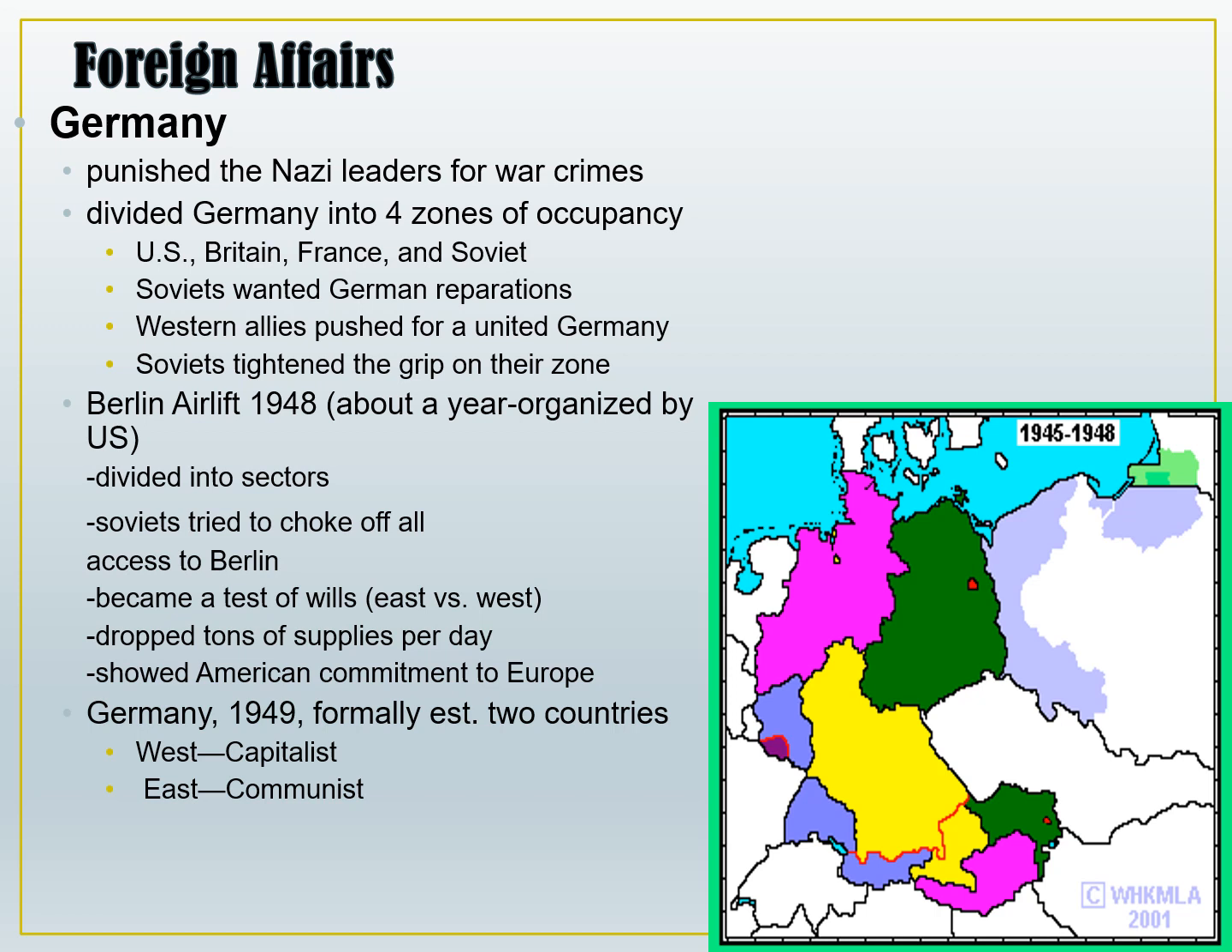Again, it was divided into sectors. The Soviets tried to choke off all access to Berlin, and this is where you get that standoff and finally a wall separating East and West. The West would be capitalist, the East would be communist. Interestingly, the Berlin Airlift really shows America's commitment in Europe, and Europe saw that as a good thing because after World War I, we just packed up and left.